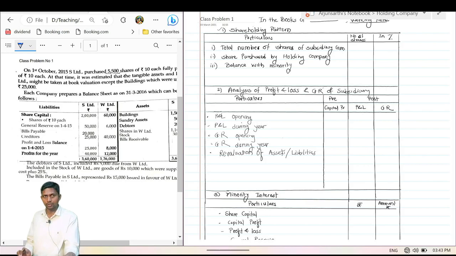Correct. Now first note understood. Then my dear students, we have the second note, second analysis of profit and loss. Whose analysis? This is dedicated for the subsidiary only. Subsidiary's profit and loss we'll analyze. And then after analyzing the subsidiary's profit and loss, in that whole reserve and surplus, we'll find general reserve, then revenue profit, then capital profit, and then undervaluation, overvaluation, we'll understand, correct.